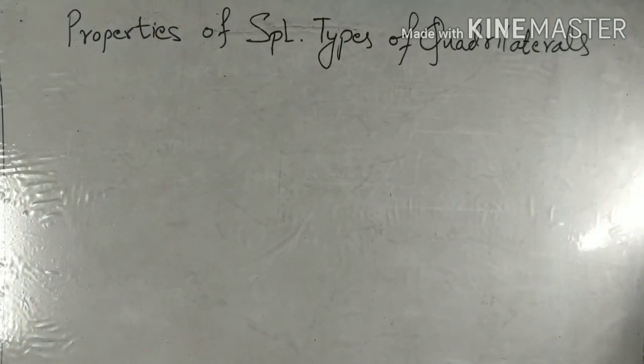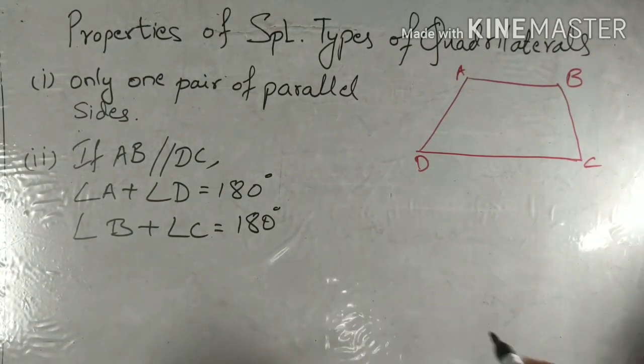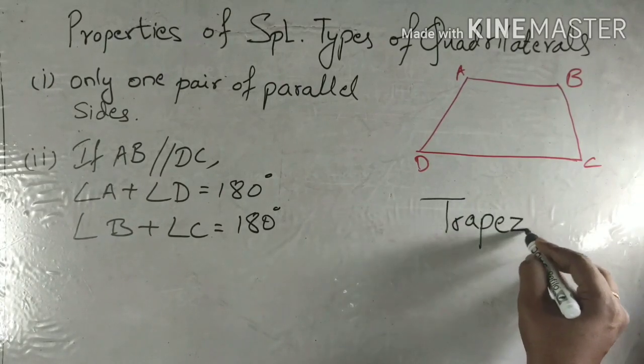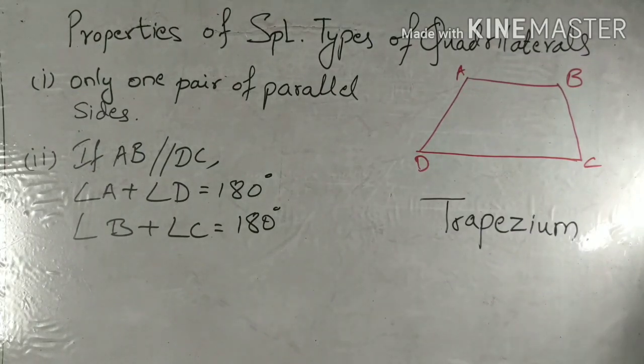Hello everyone. Today we are going to study the properties of special types of quadrilaterals. Okay, so let's come to the first type of quadrilateral. We call it a trapezium. How do we know that a given quadrilateral is a trapezium or not?